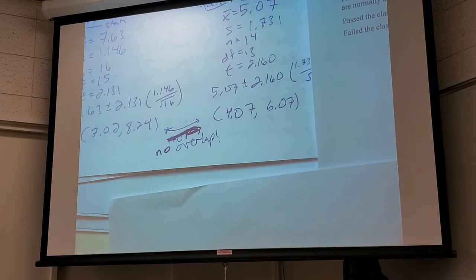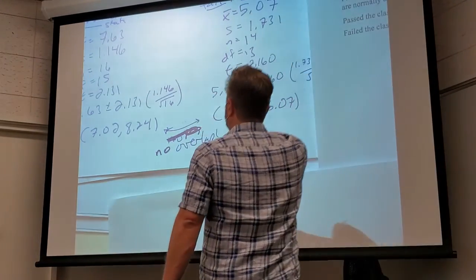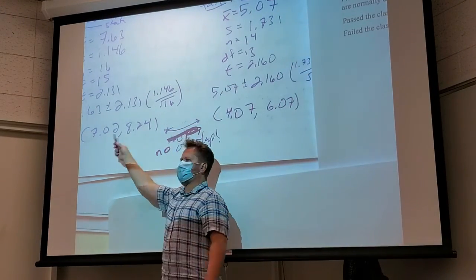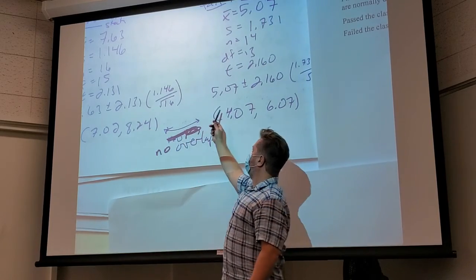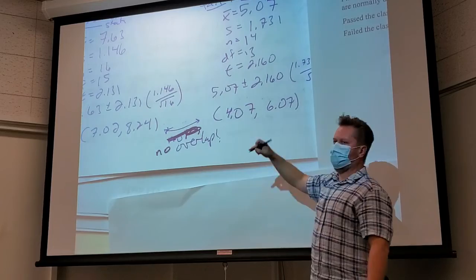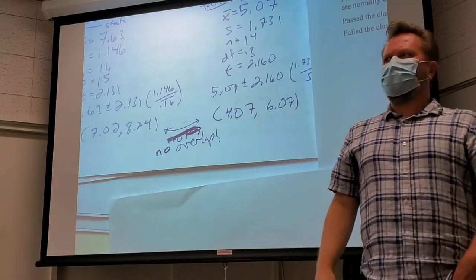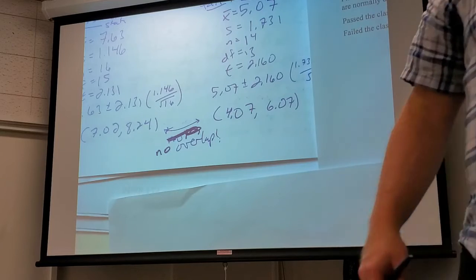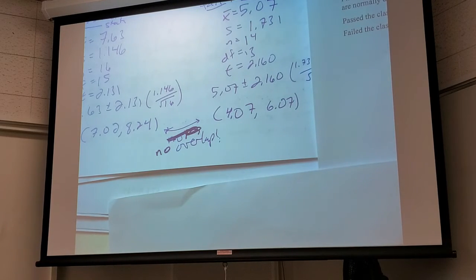If this was going to show evidence that the means are the same, what should the intervals have done? So for this first interval, for people that pass the class, it looks like 7.02 to 8.24 captures the real mean, yes? And for those who fail the class, it looks like 4.07 to 6.07 hours of study captures the true mean. Can you see that that is evidence that the population means are different? Because they do not overlap.